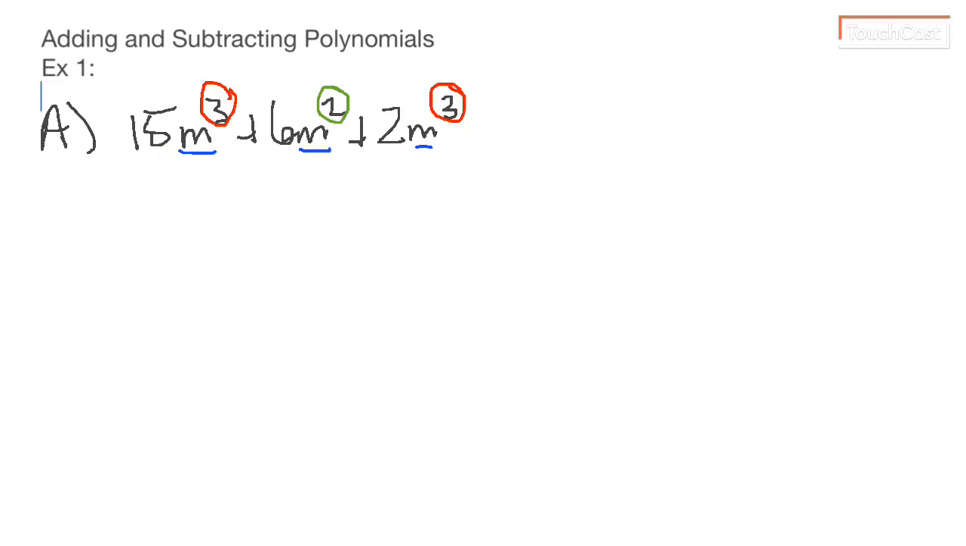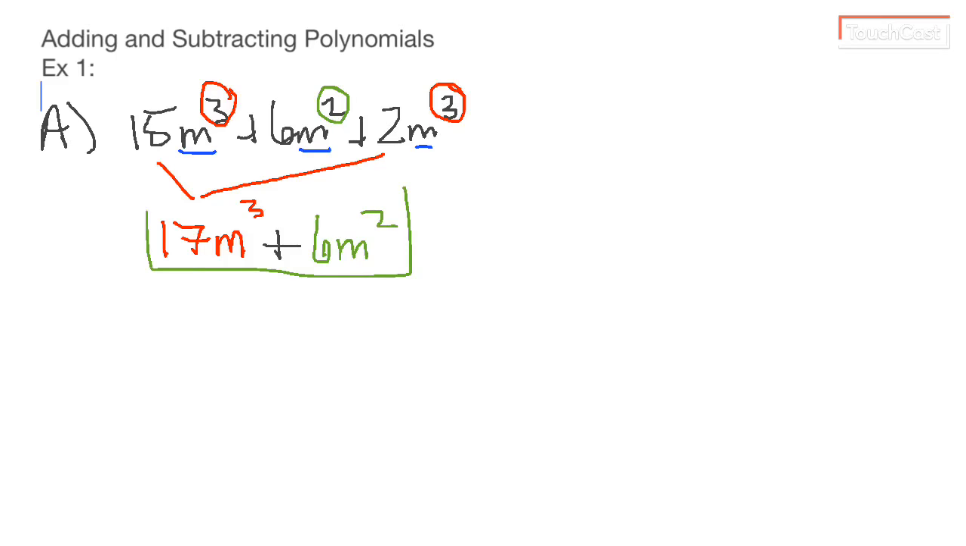So let's combine 15m to the third plus 2m to the third. We're just going to add the numbers that are in front of m. 15 plus 2 is 17, and then we're just going to write m to the third right after it. And there's nothing to combine with the 6m squared, so we're just going to bring it right down. So we're going to have 17m to the third plus 6m squared, and that's our answer.